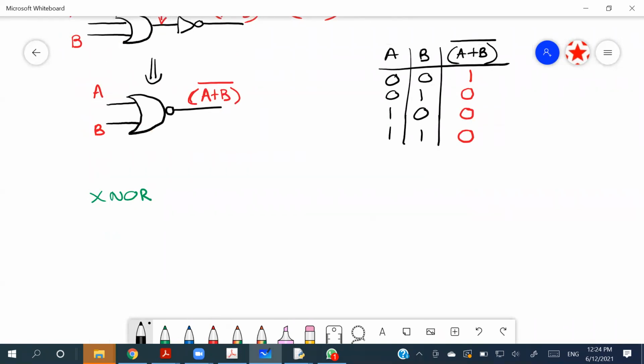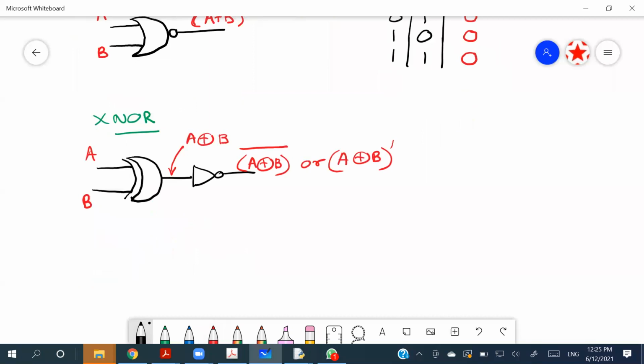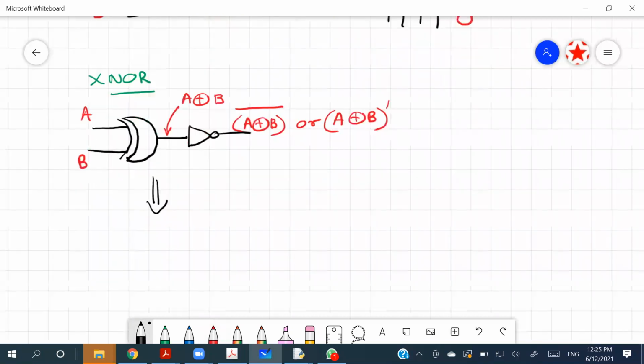So what we are doing is, in XNOR we take an XOR and we fix a NOT gate in front of it. So then once A and B are given, this is going to give you A XOR B. So this is going to give you A XOR B complement or A XOR B dash, right? So it makes this particular gate.